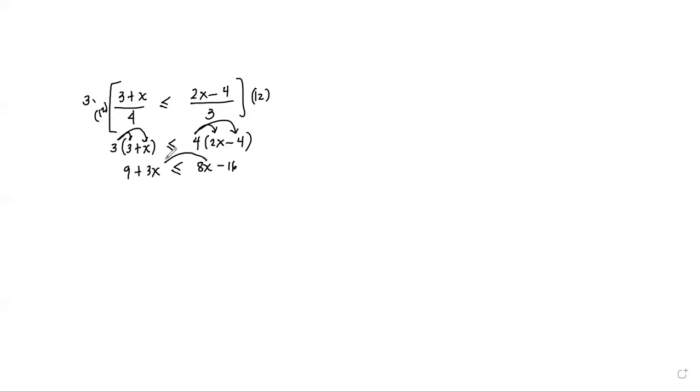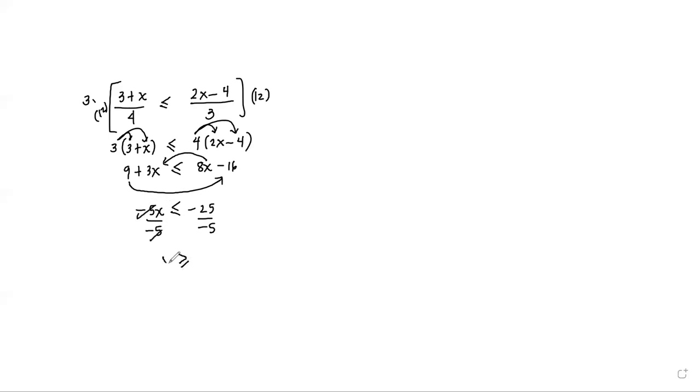And then 8x will be transposed to the left side, and positive 9 will be transposed to the right side. So that gives us 3x minus 8x, which is negative 5x, is less than or equal to negative 16 minus 9 is negative 25. However, this will require us to divide both sides by negative 5. But since dividing by negative 5 is also multiplying by negative 1/5, that means the sense of the inequality will be reversed.